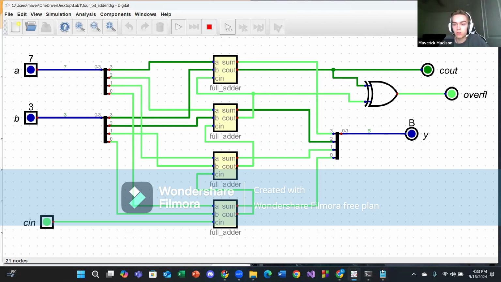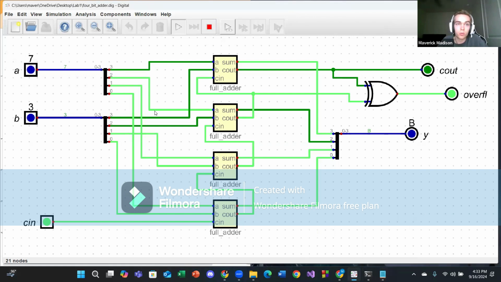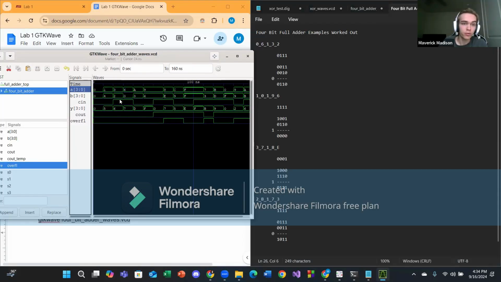So those were all of my examples from the selection of my test cases that I made for the 4-bit adder in Digital. So finally, let's just move on to GTK Wave to show you guys the final waveform of this schematic. So here's the final waveform for the 4-bit full adder. From my worked out examples in Notepad, here we can see a similar representation in the waveform.